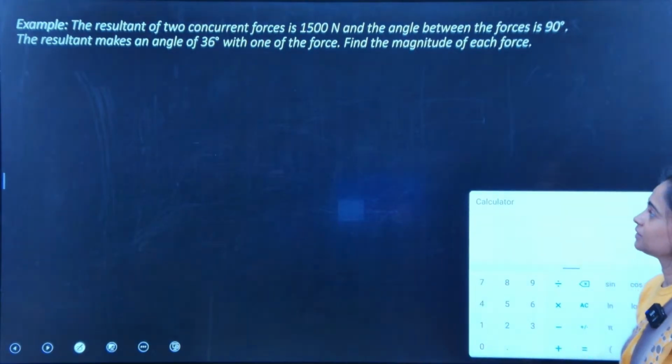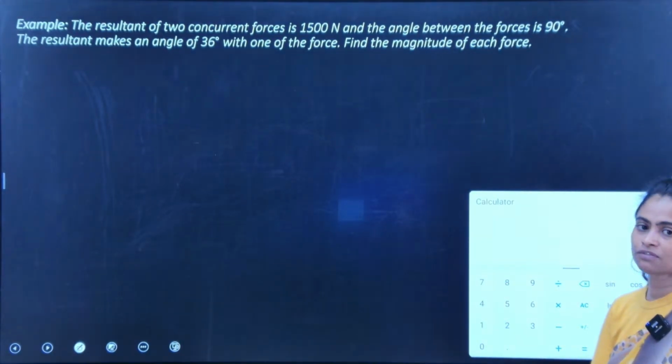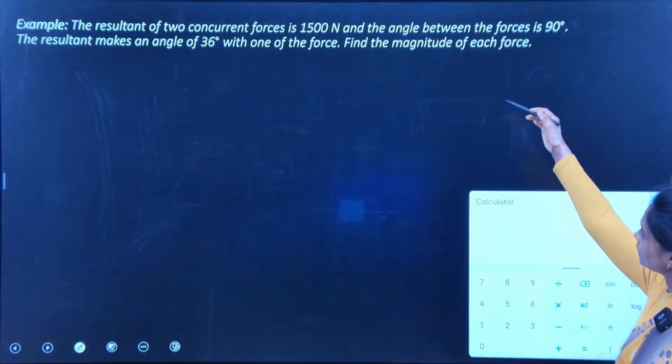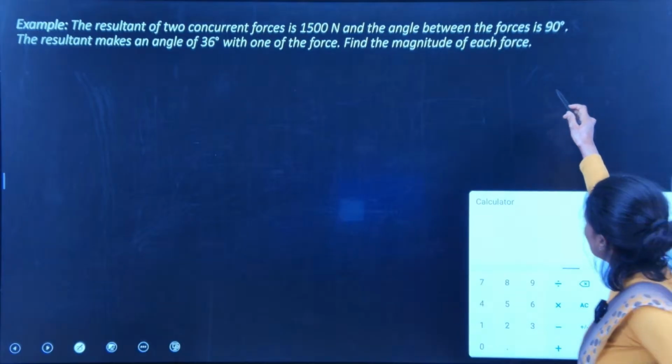The question says that the resultant of two concurrent forces is 1500 Newton and the angle between the forces is 90 degrees. The resultant makes an angle of 36 degrees with one of the forces. Find the magnitude of each force. Clear? Go stepwise. The resultant is 1500 Newton and the angle that the resultant makes with one of the forces is 36 degrees. From that you can find one of the forces, and you have theta as 90 degrees. So this solves your problem.